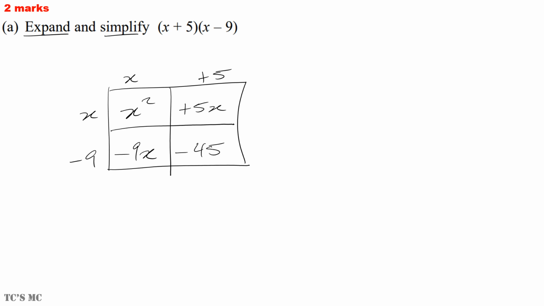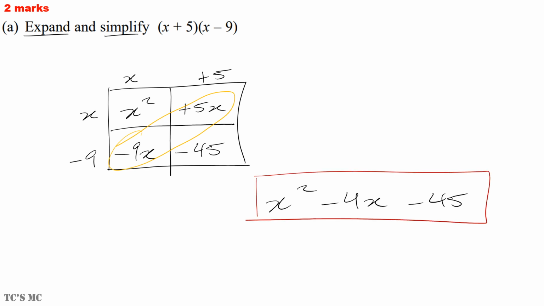I now have 1 mark. When writing this out, we also need to simplify, so we need to collect the like terms, which is this diagonal. I have x squared and I have a negative 45. Negative 9 add 5 is negative 4x. And for having this as my final answer, I would get my second mark.